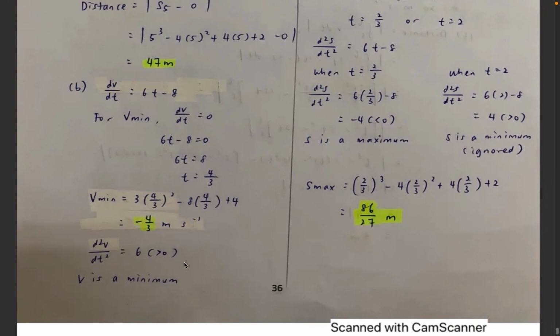And then please do one more step to prove that the velocity is really minimum. So dv/dt is 6t minus 8. Now let's do d2v/dt squared. That means we differentiate this function, and we have the answer 6. 6 is a positive number, greater than 0. That means you have proved that v is a minimum.